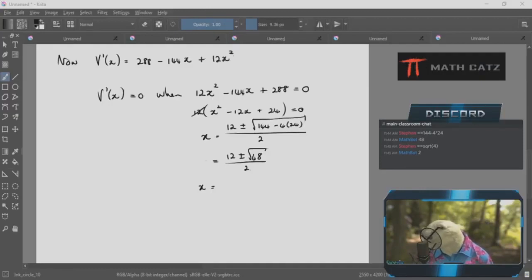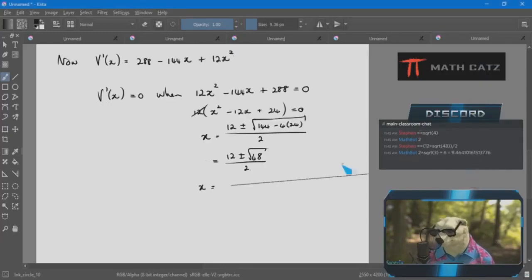So 12 plus square root of 48, and then another bracket, right? Divided by 2. 12 plus, check my brackets. Okay, that looks pretty good. 9.4641. Or, of course, there's one when I minus as well.